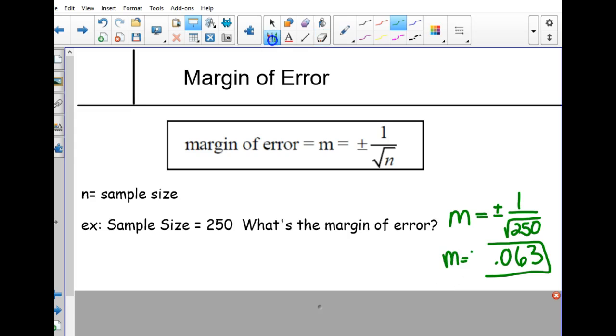M is equal to plus or minus 0.063. Now, I've been keeping things in decimals so we can keep our margin of error in decimals. If we were dealing with percentages, then we would change this to a percent. In AP Stats, you'll keep everything in decimals, so I'm going to leave it in decimals because I just want AP Stats to be a natural progression for you guys. And that will happen again next year when you take pre-calc and so on and so forth.